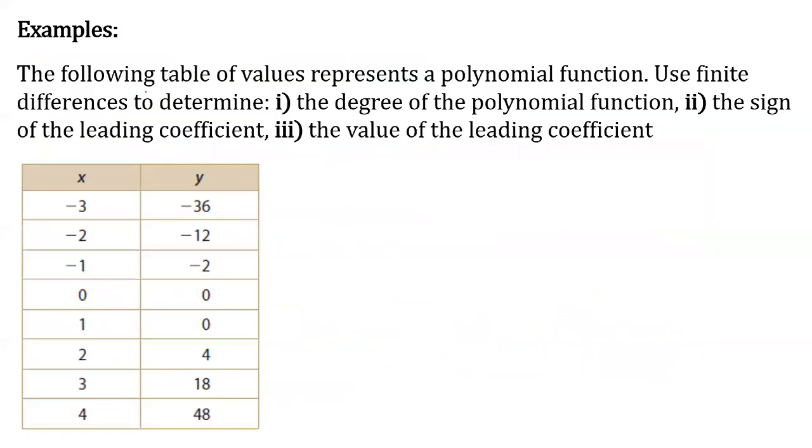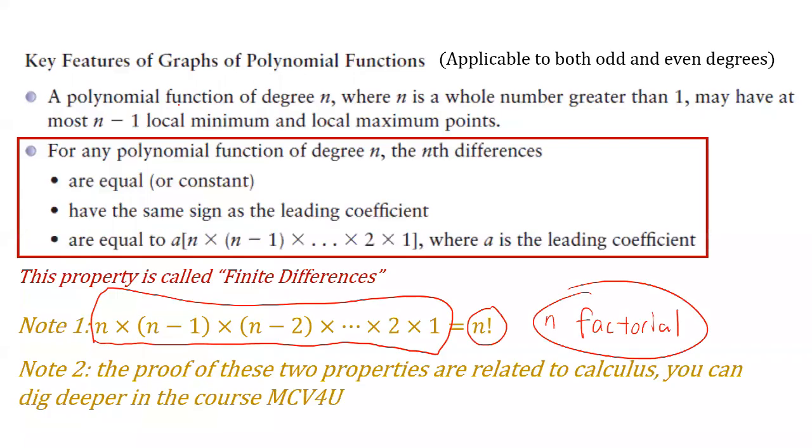All right. Let's see an example. The following table of values represents a polynomial function. Use finite differences. Finite differences means this property: for any polynomial function of degree n, the nth differences are equal or constant, have the same sign as the leading coefficient, and are equal to a times n factorial, where a is the leading coefficient.